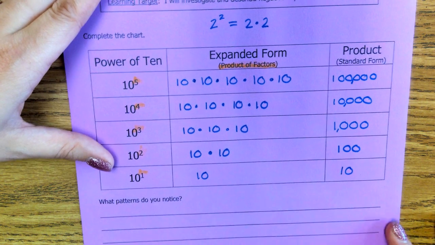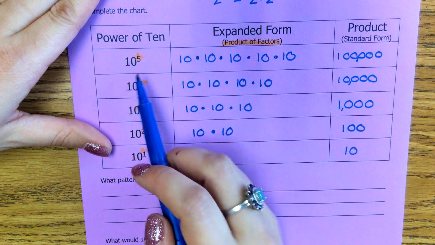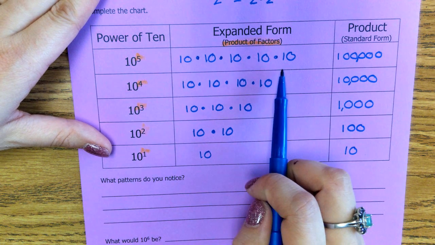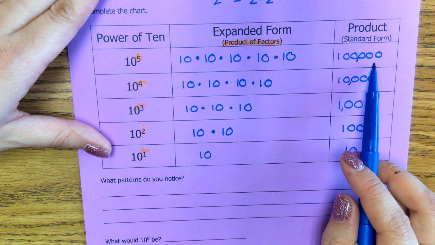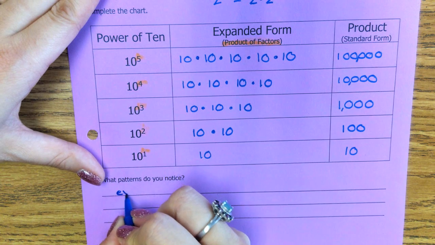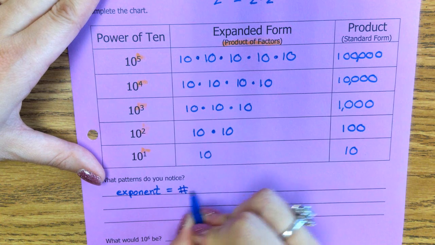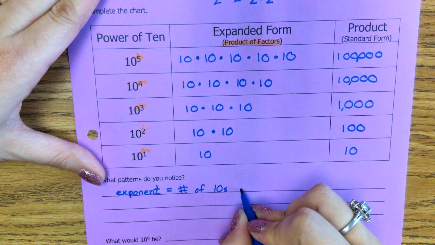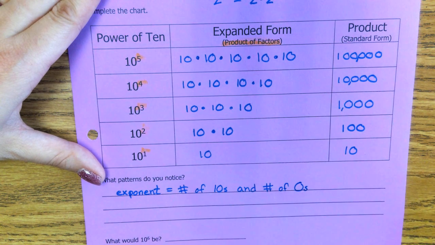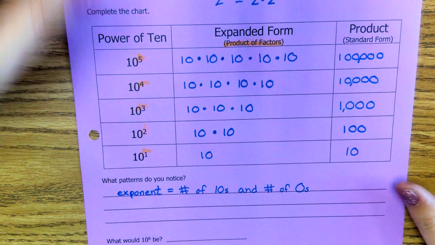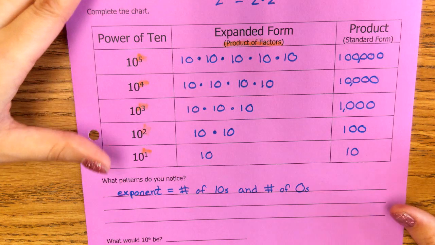Now let's talk about the patterns that we see here, because there are definitely some patterns in this chart. As I look at this, I did notice that the exponent tells me how many 10s are in the expanded form, or product of factors, and the exponent tells me how many zeros go on this standard form. So I'm going to write that. The exponent equals the number of 10s and the number of zeros. So the exponent is telling me the number of 10s I need and the number of zeros. I think that's a little bit easier to see. I just hit my autofocus.